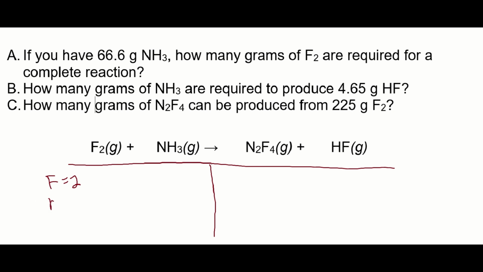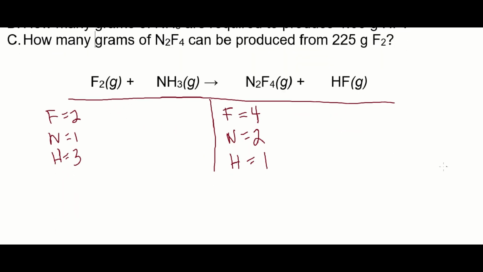Two fluorines in the reactants, one nitrogen, and three hydrogens over to the product side. Let's go side by side. We got four fluorines, two nitrogens, and one. Actually, fluorine shows up in two different locations. So that second line is for the fluorine in the hydrogen fluoride. So it looks good now.